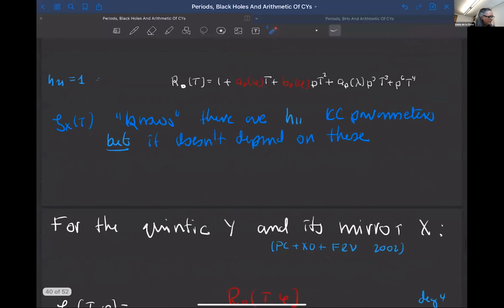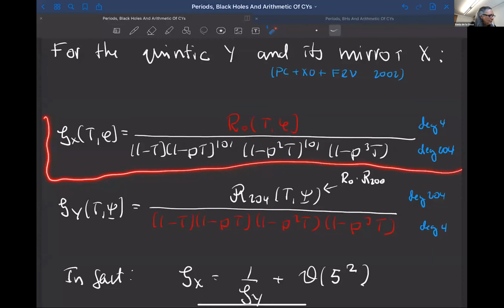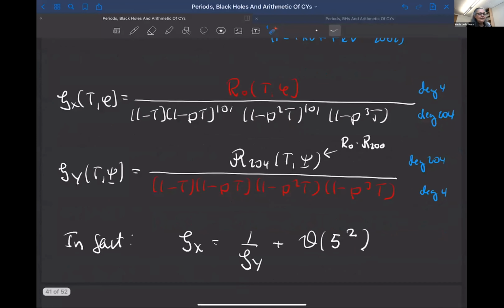So this is what we had before, for the quintic and its mirror. This is the full zeta function for the case I was discussing. You have a polynomial of degree 4 here and a polynomial of degree 204 in the denominator. For the mirror, this reverses. You have a complicated polynomial of degree 204 and a very simple polynomial of degree 4 in the denominator. It's very tempting to say that this is the inverse of that, but of course that's not true.